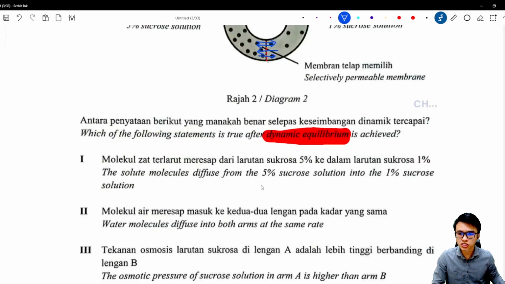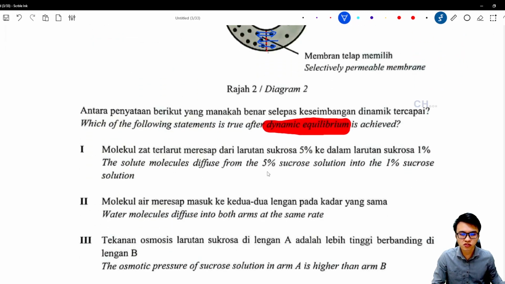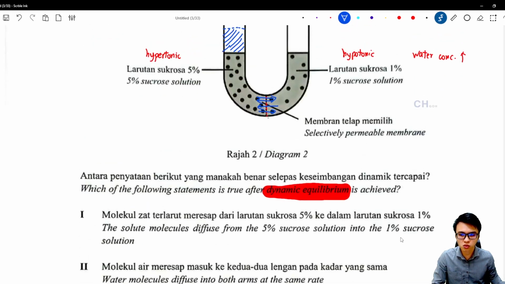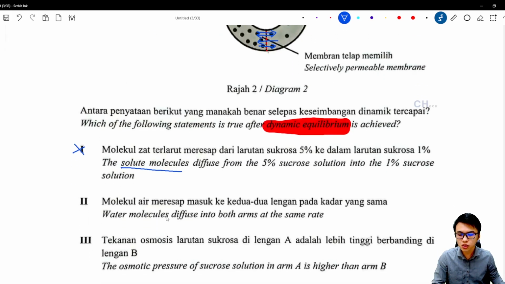So let's look at the options here. 1: The sucrose molecule diffuses from the 5% sucrose solution into the 1% sucrose solution. So 1 is wrong, because the sucrose molecules are too big to diffuse across the selectively permeable membrane. So this one is impossible. 2: Water molecules diffuse into both arms at the same rate. Yes, when dynamic equilibrium is reached, the water molecules diffuse in both arms at the same rate.